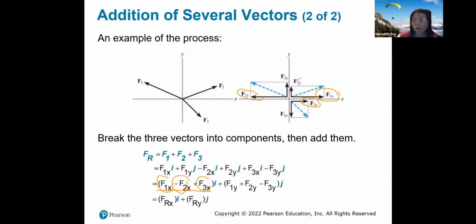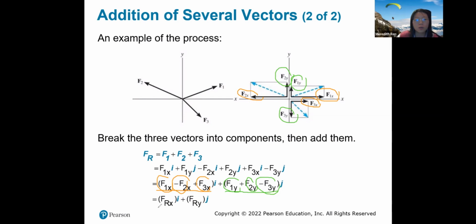Similarly, you're doing that for all the y components. You have your F1y, F2y, and F3y, and again, adding all of them up together, but be careful with the direction. F1y and F2y are going up, and F3y is coming down. That's why you have a negative F3y. Be careful with the direction.